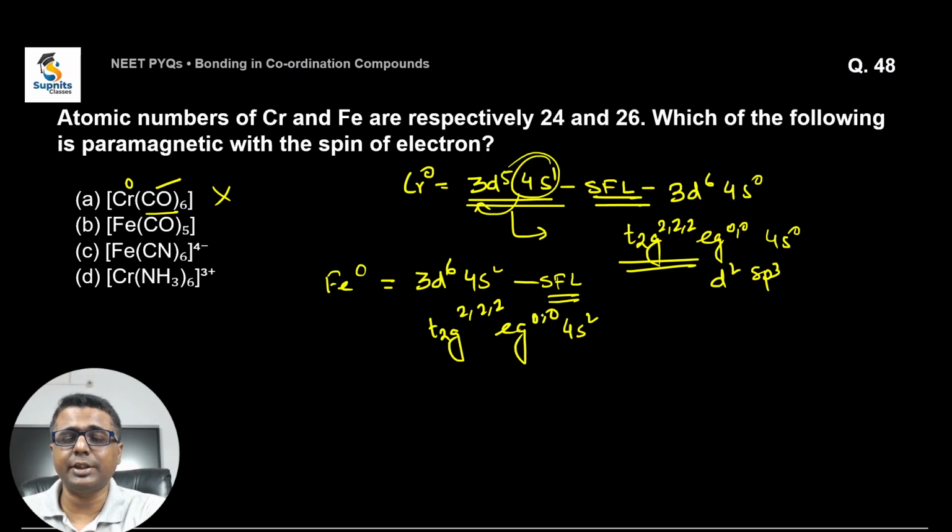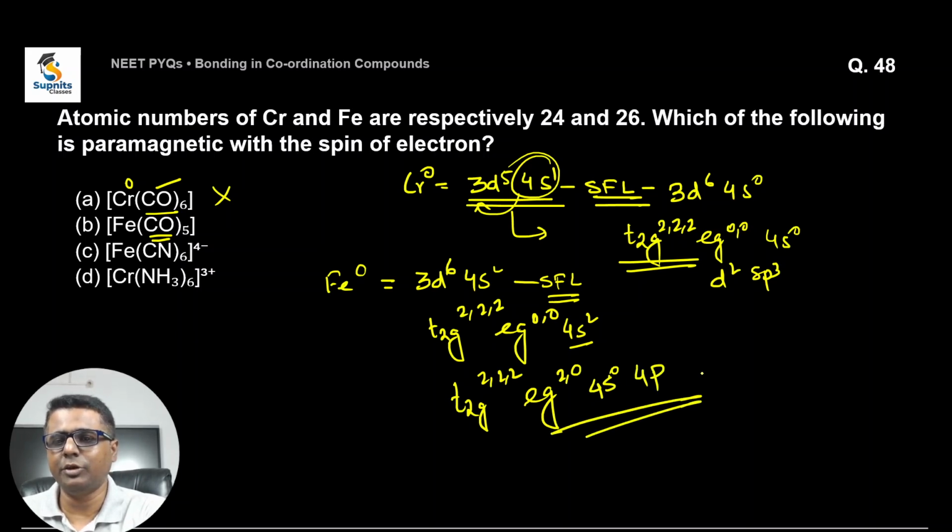This is SFL. What is SFL? CO is SFL. This is going to push these two electrons of the s orbital into eg and make it 2,0. This becomes 4s0, and there again you are going to find out the p. So the hybridization over here will be dsp3. There is no unpaired electron, n is equal to 0. So this is again diamagnetic, this is not paramagnetic.